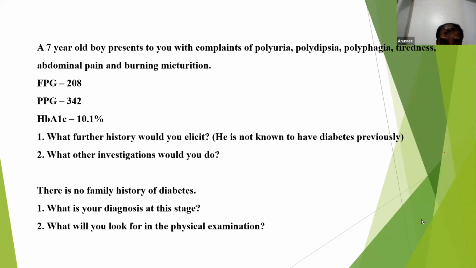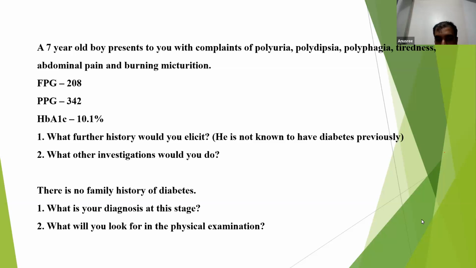This is a 7-year-old boy who presents to your OPD with all the classical symptoms of hyperglycemia, and he is having abdominal pain and burning micturition. His fasting sugar and postprandial sugar are 208 and 342, and HbA1c is 10.1. Okay, this is how he came to you. From the history we should elicit whether he had diabetes previously and whether he is on any medicines. With this history, his parents say that he did not have diabetes previously.